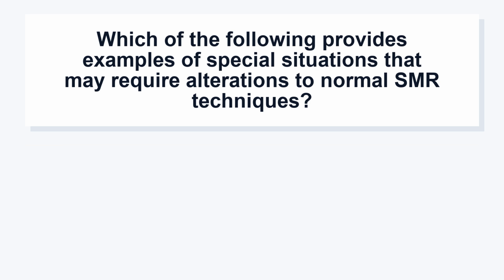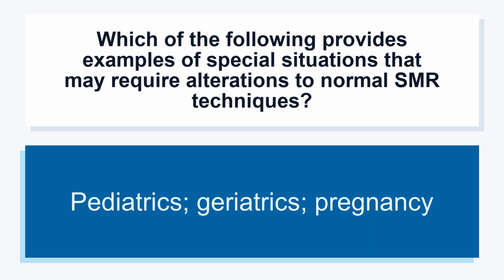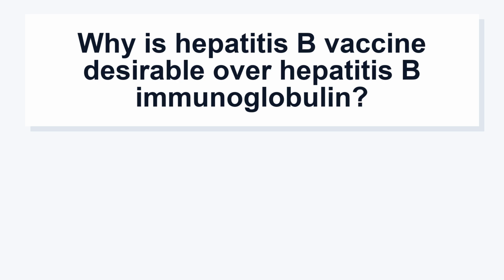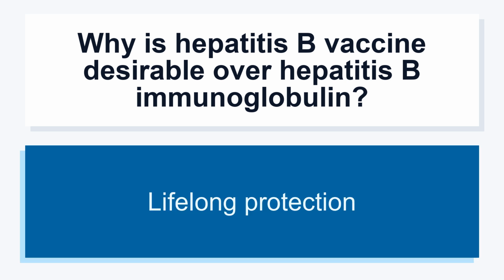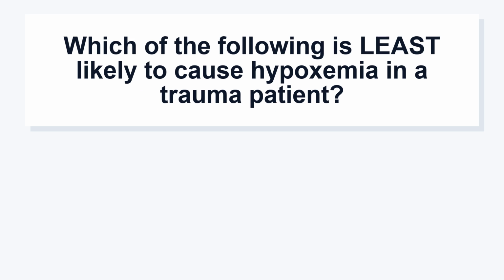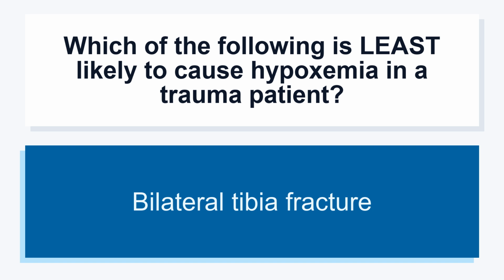Which of the following provides examples of special situations that may require alterations to normal SMR techniques? Pediatrics, geriatrics, pregnancy. Why is hepatitis B vaccine desirable over hepatitis B immunoglobulin? Lifelong protection. Which of the following is least likely to cause hypoxemia in a trauma patient? Bilateral tibia fracture.